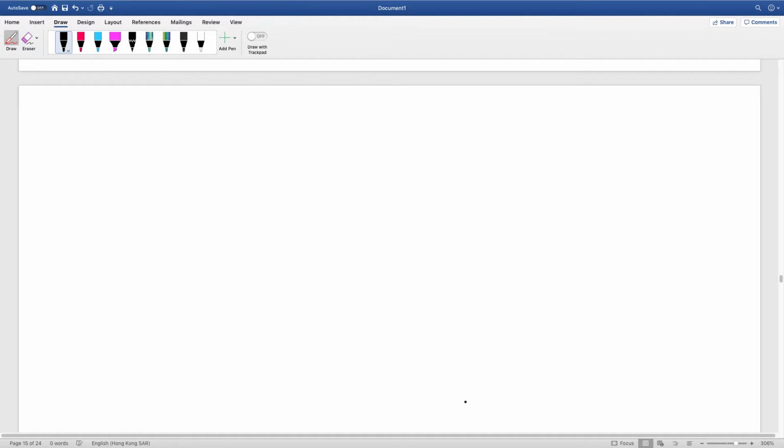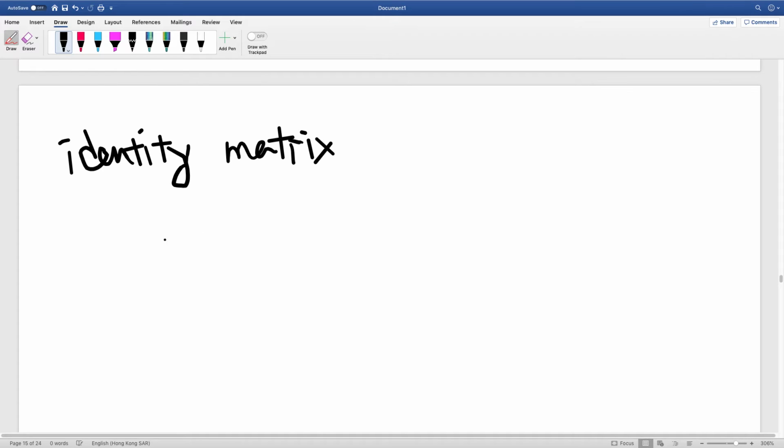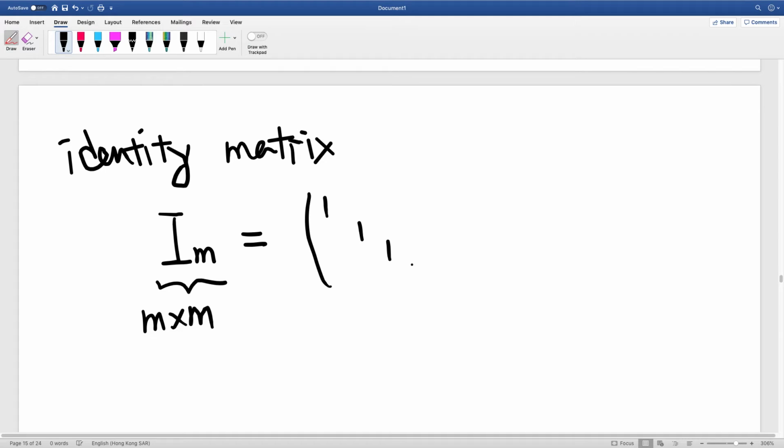Let's introduce one concept we call the identity matrix. 1001. Most of the time we write it as I_M, where M is the order. It should be an M times M matrix, so it can only be a square matrix. Along the diagonal it's all one, and for the others, it's all zero.